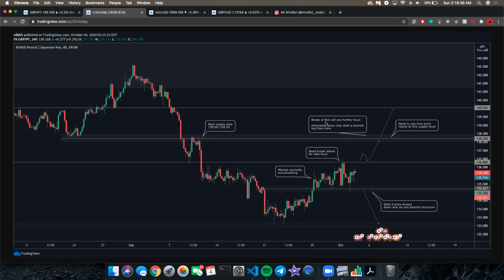Break of this, we'll see further buys. Otherwise, price may start a bearish leg from here, so we need to see how it reacts to this supply level. Otherwise, I don't think this scenario would happen since the market is currently printing bullish structure, but I've labeled it just in case we do break down, and then sells if price breaks down and we see bear structure.